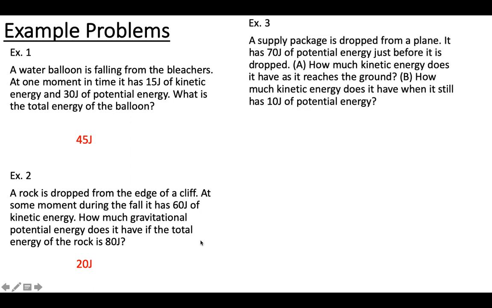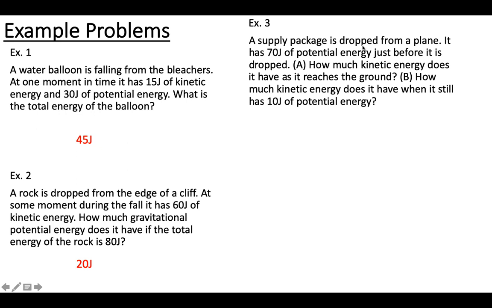All right, I got 2 more. Example 3. A supply package is dropped from a plane. It has 70 joules of potential energy just before it is dropped. And 2 parts to this question. The first part is how much kinetic energy does it have as it reaches the ground? And then part B is how much kinetic energy does it have when it still has 10 joules of potential energy? Okay, so there's a couple really important ideas going on here. A supply package is dropped from a plane. It's not thrown from the plane, it's dropped.